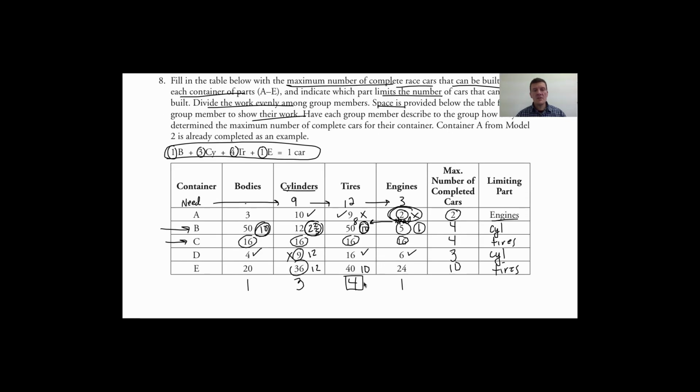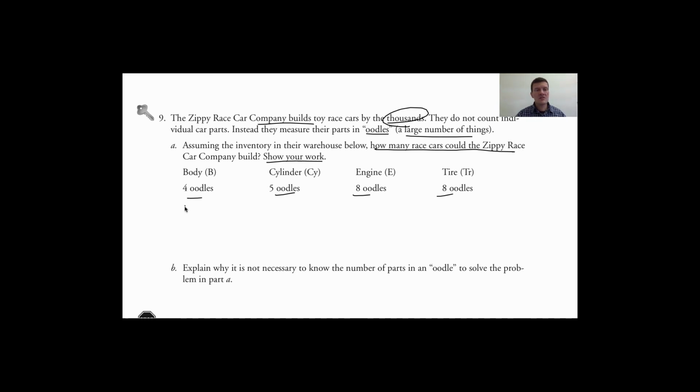So the ratio has to be the same though. Remember our ratio up here of 1 to 3 to 4 to 1? I'll remind us, 1 to 3 to 4 to 1. Okay? How many can they build? Well, we do the same thing. It doesn't matter if we're talking about oodles or actual numbers or moles. Doesn't matter.